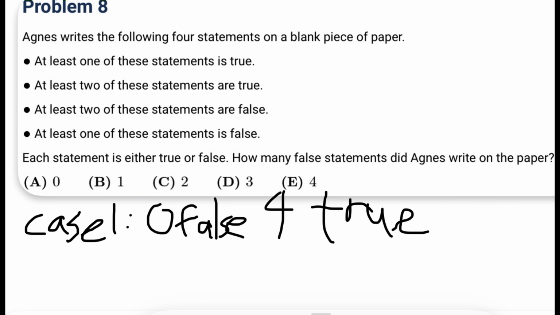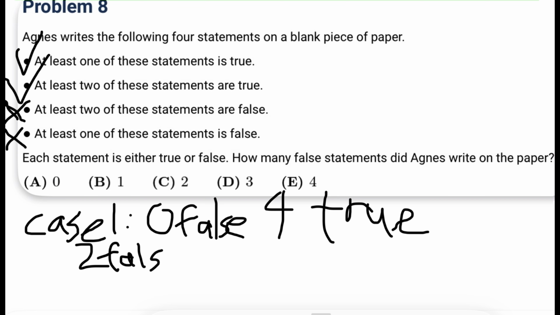So here is the first thing. Grace, is the first statement true? Yes. Okay, is the second statement true? Yes. Is the third statement true? No. Is the fourth statement true? No. So that means that we have 2 false and 2 true. But we already said there are 0 false and 4 true, so this case is not allowed.